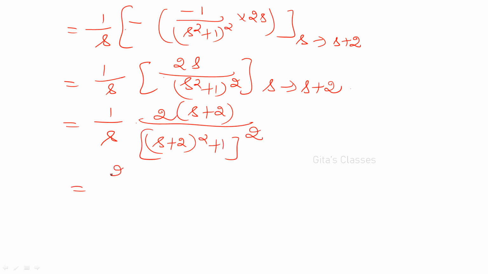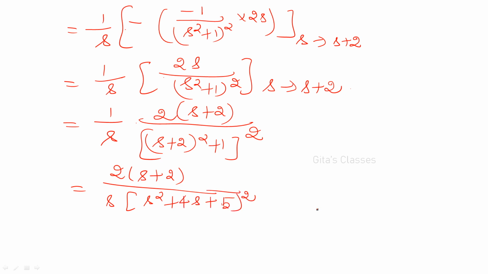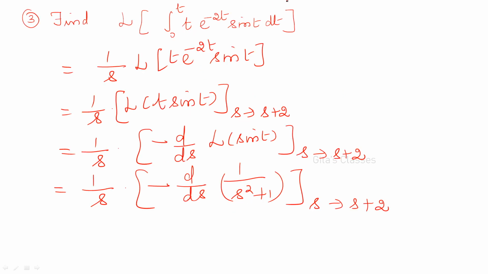That is equal to 2 into s plus 2 divided by s into s squared plus 4s plus 4 plus 1. So that is 5, the whole square. So 2 into s plus 2 by s into s squared plus 4s plus 5 the whole square is our answer. Okay. So what we have done, L of integral of, so integral I have removed first.